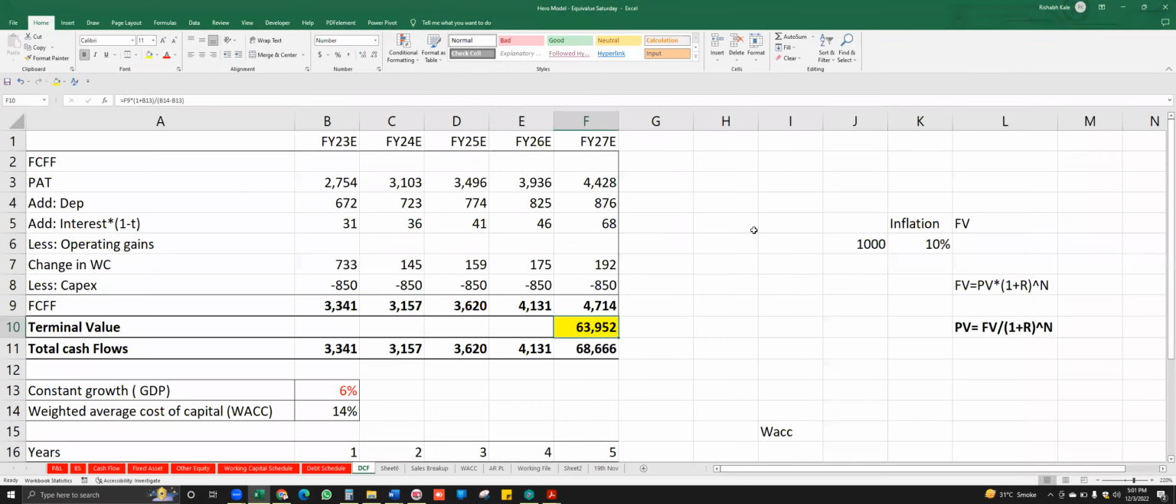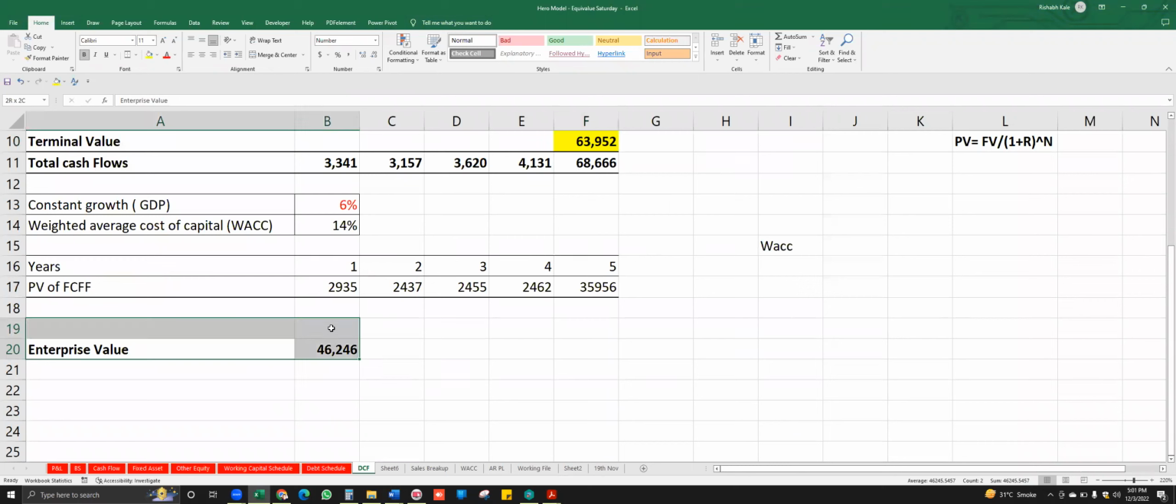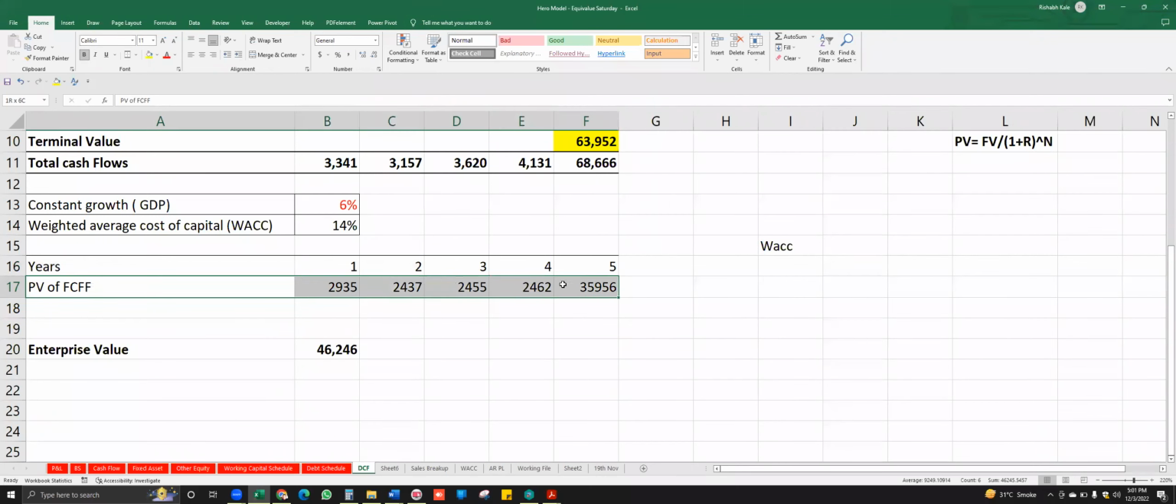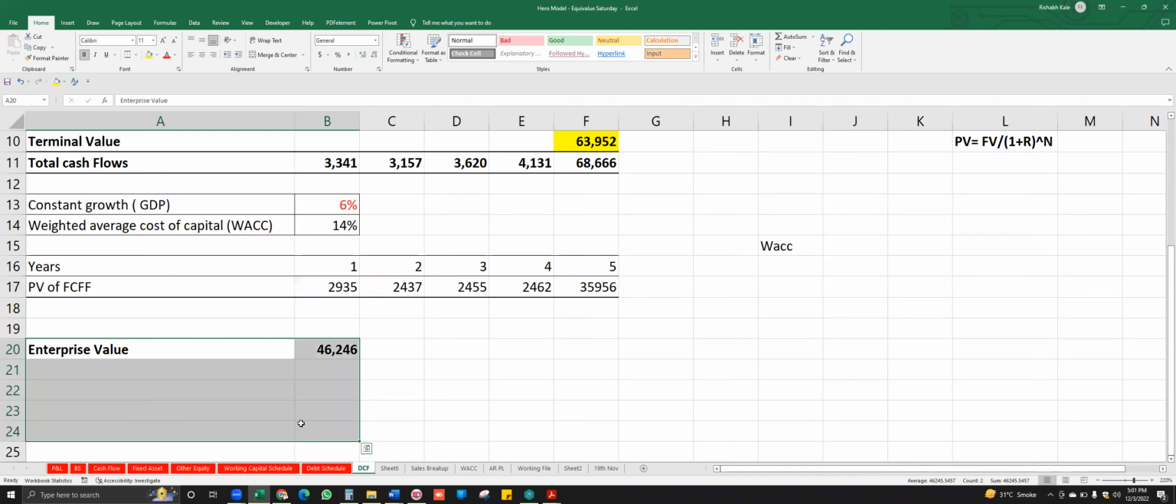Okay. This is your enterprise value. This is how you find it. This is where the discounted cash flow ends. Now the cost of equity and the equity value we'll do in the next class, that is probably next Saturday. Till then, you practice. See whether you get this answer.